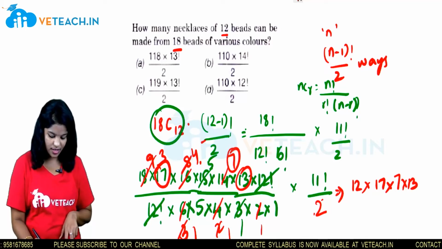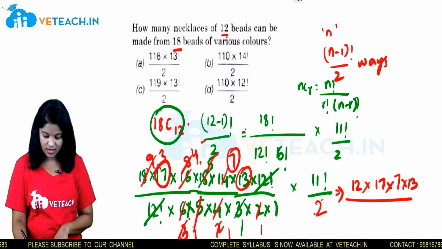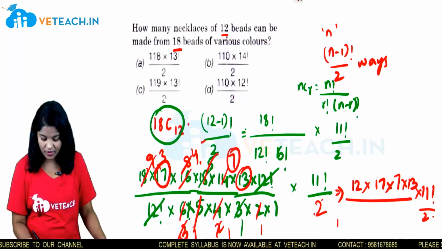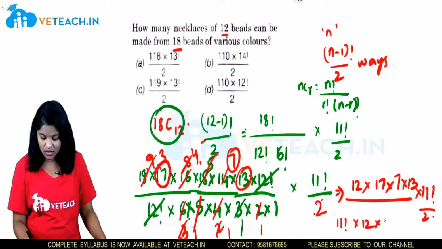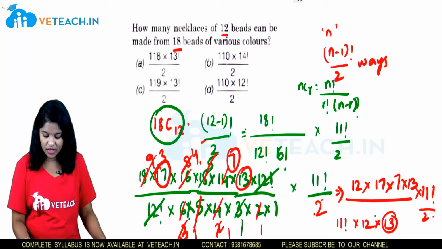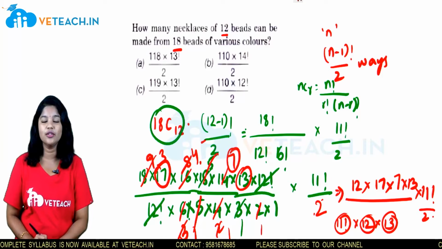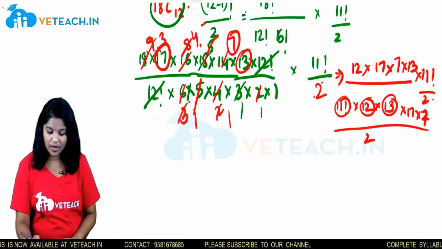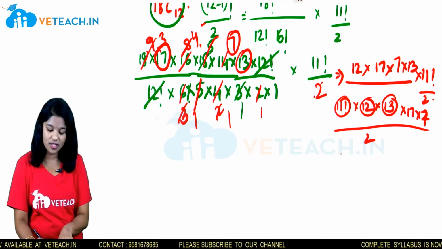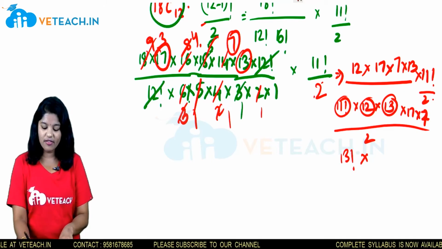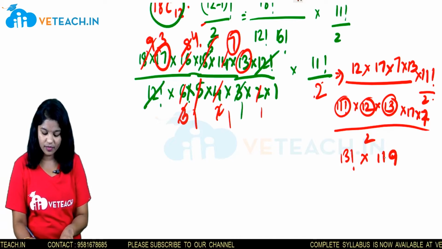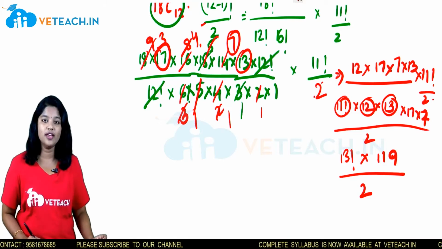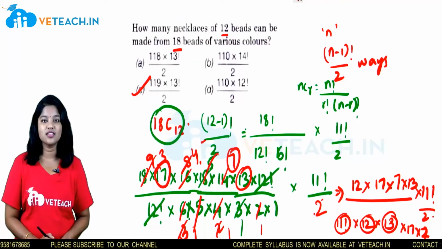7 into 13, 5 gets cancelled, into 11 factorial by 2. Now I am writing this as 11 factorial into 12 into 13. So ultimately it will become 13 into 12 into 11 factorial, which turns into 13 factorial into 17 into 7 divided by 2. So 13 into 12 into 11 factorial is 13 factorial, into 17 into 7, that is 119, divided by 2. So our answer is 119 into 13 factorial by 2. So option C is our correct answer.